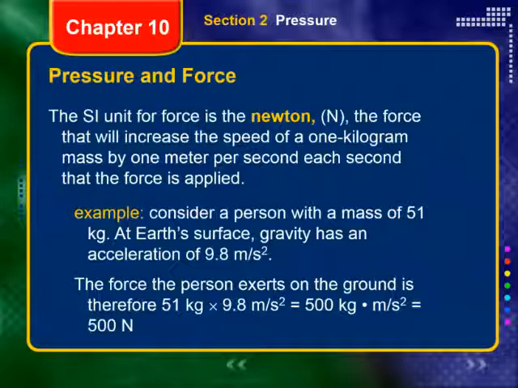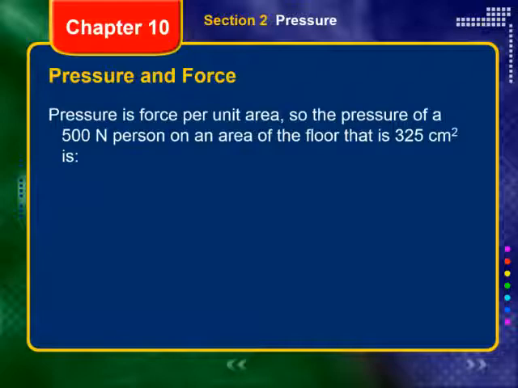But we're also multiplying the units. And so we're multiplying the kilograms by the meters per second squared. And that's where we get the unit Newton. Kilograms times meters divided by seconds squared.